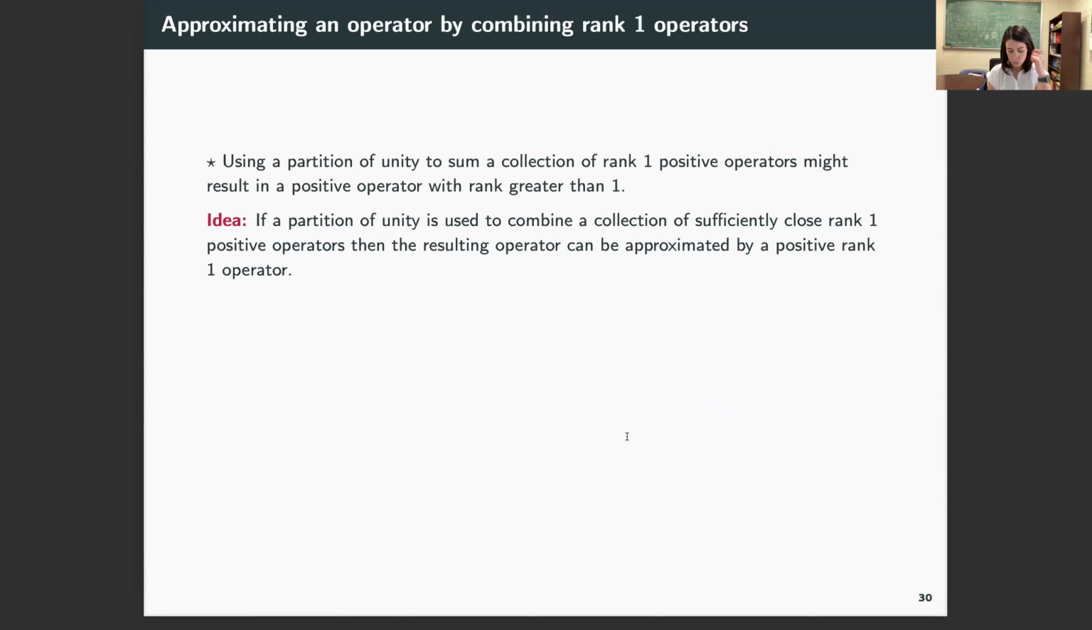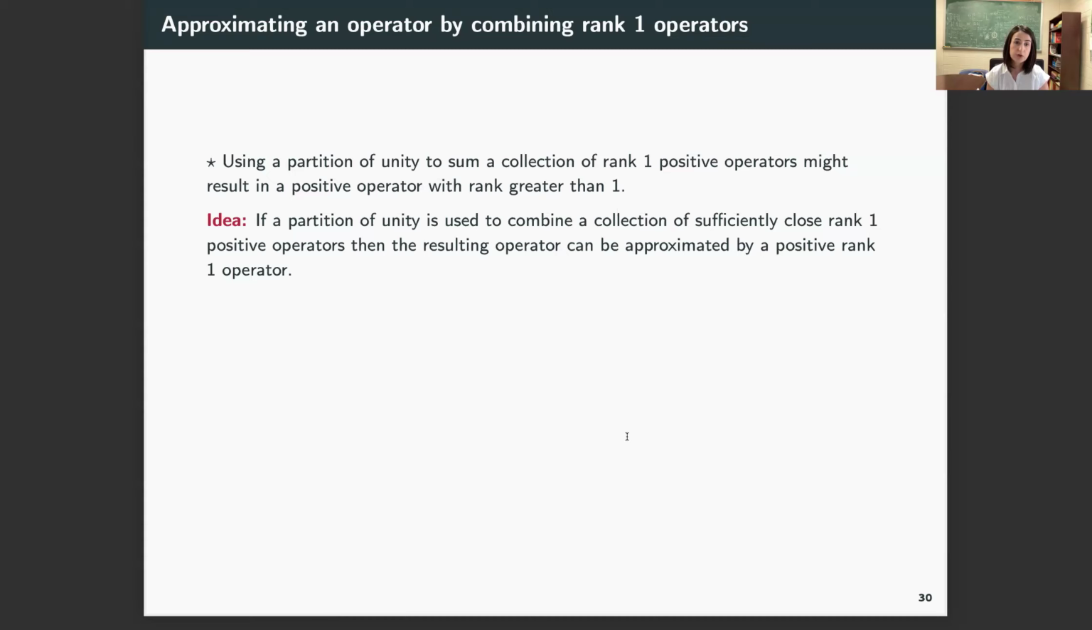One tool that we used before was the partition of unity. But when I use a partition of unity to sum a collection of rank 1 positive operators, I might get a positive operator with a rank greater than 1, so a lot larger. So I would not have control over that.